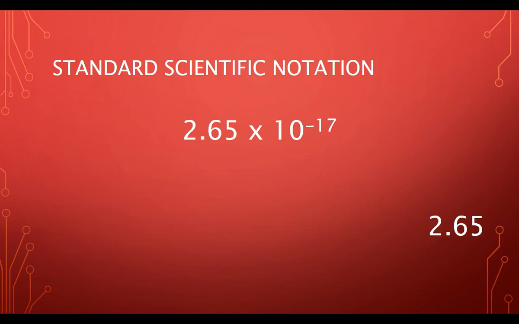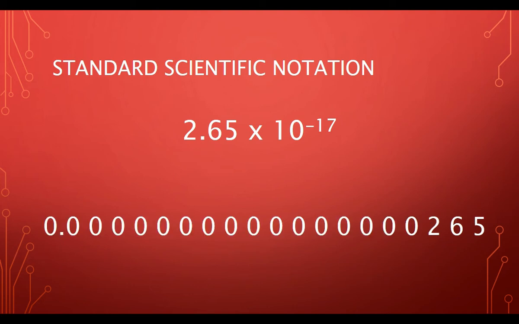In this example, observe that the exponent is negative, so we will move the decimal point at the left side of the mantissa. Clearly, this shows that this is a very small fraction number.